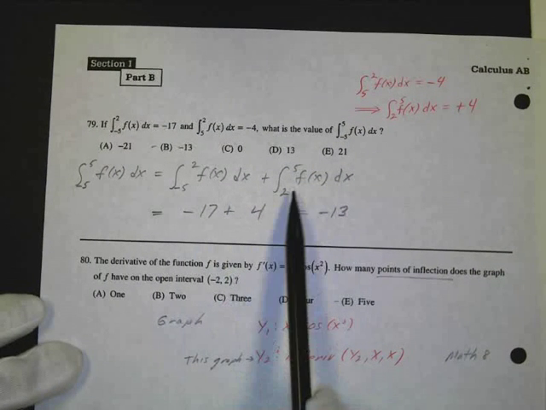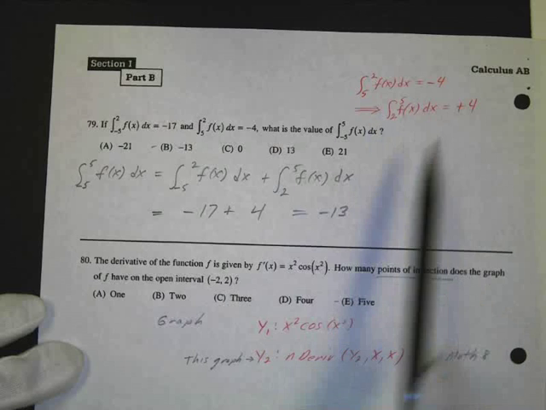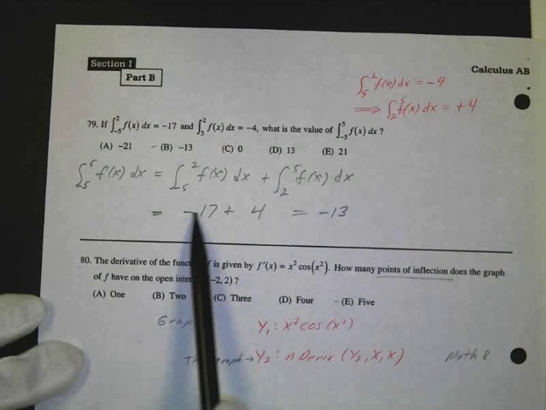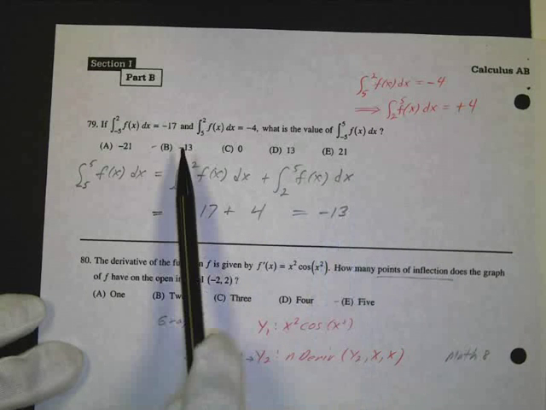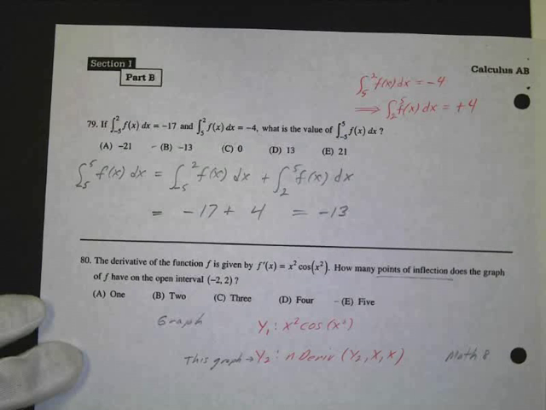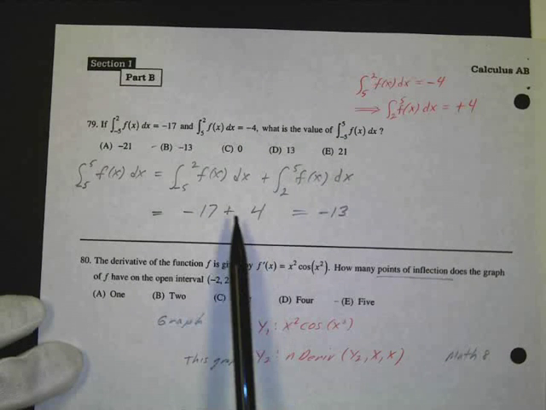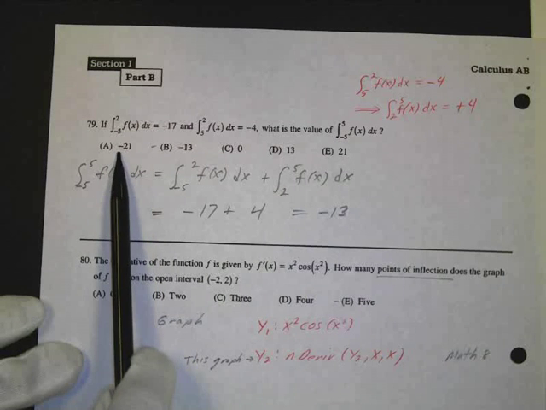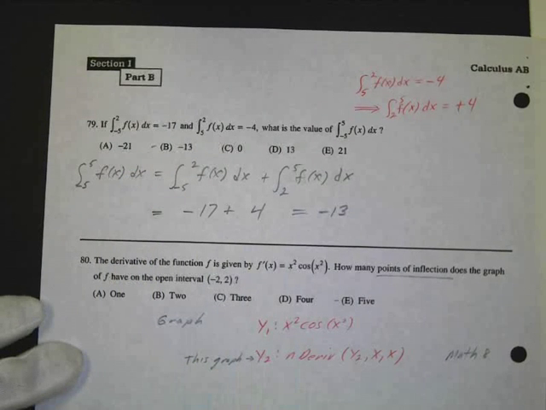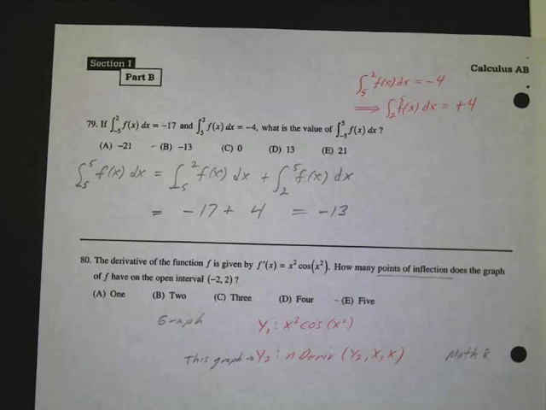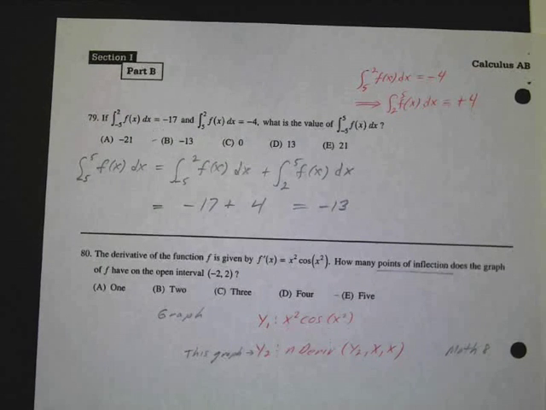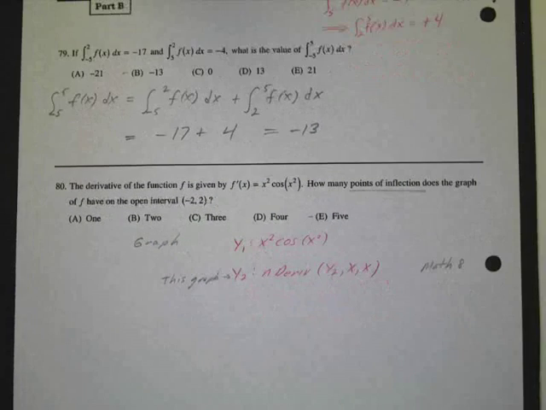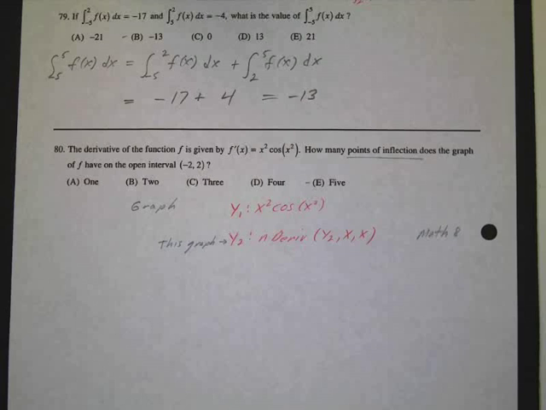I hope that's clear. So this integral from 2 to 5 will now be +4, so I've got -17 plus 4 is -13. All right? Now, if you didn't reverse that, you would have put -4, that would be -21, so that's our distractor, you see. Okay, is that okay? All right, and then number 80.